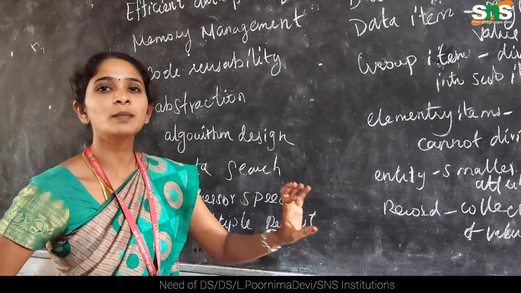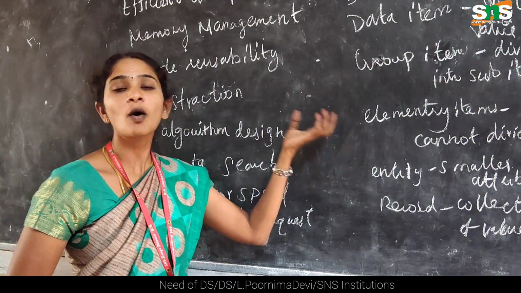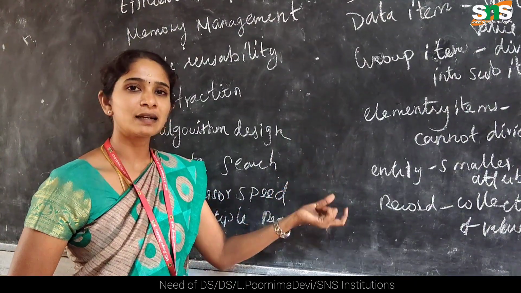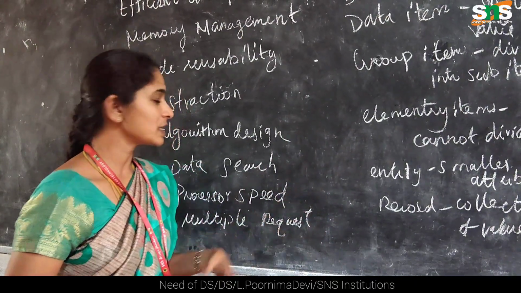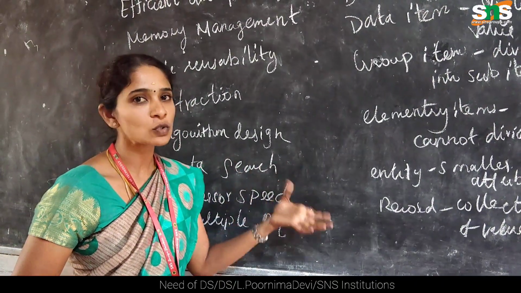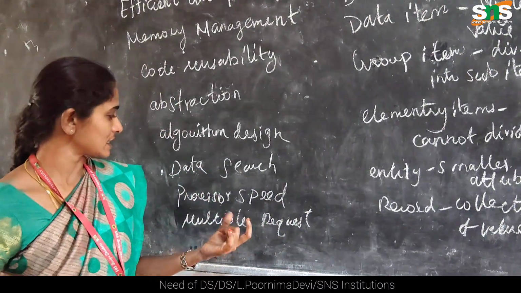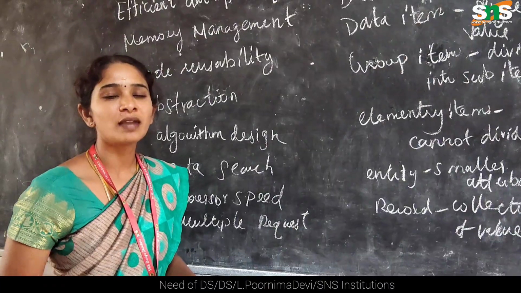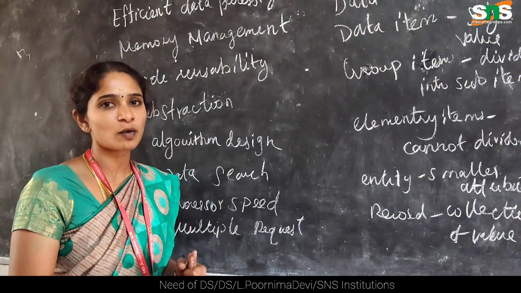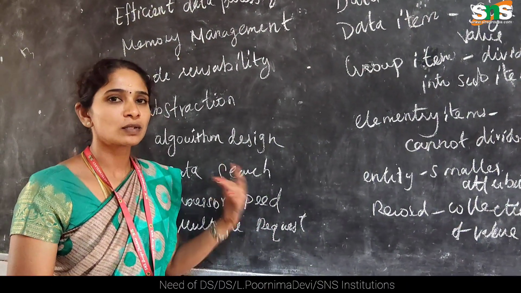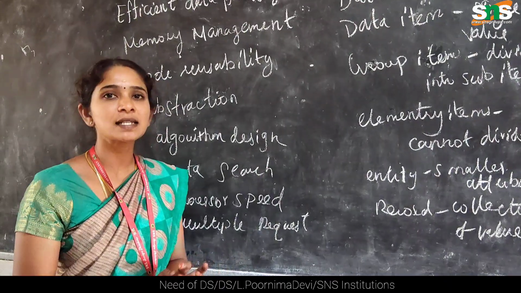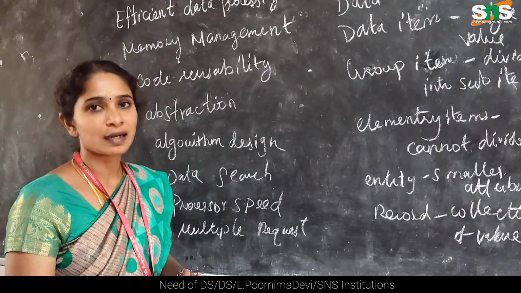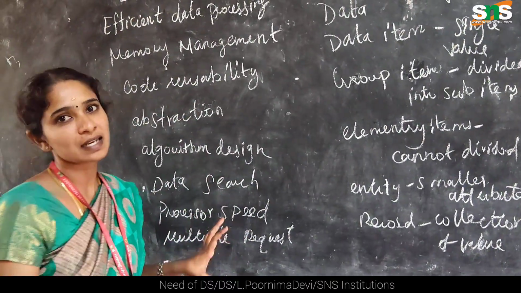To store the data we use non-primitive data types: either array, linked list, queue, or stack. These are all the non-primitive data types for storing data. The processor speed is very high, and there can be multiple requests, so we have to handle simultaneous requests from users. In this way the system can accept simultaneous tasks. So this is the need of data structures.